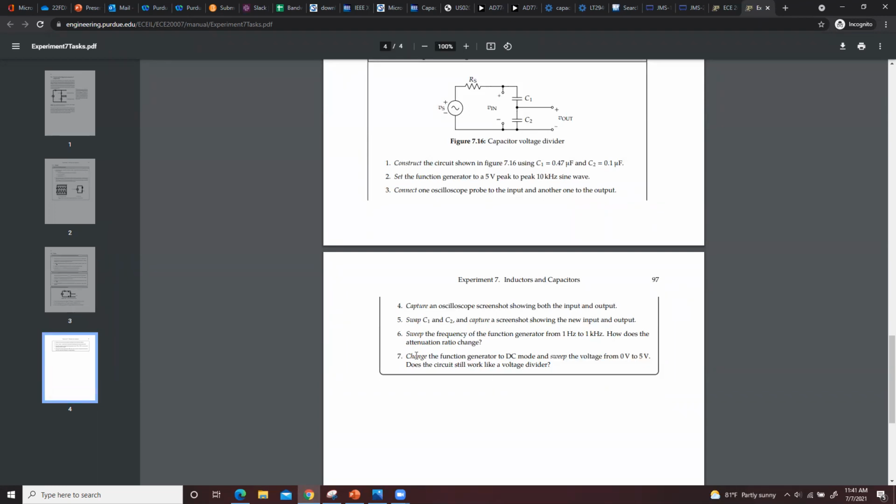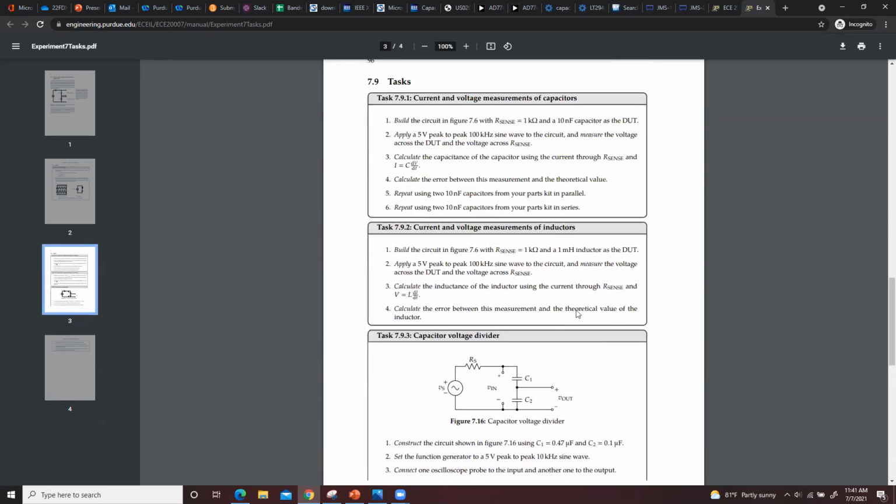In step 7, you just change the function generator to DC mode and sweep the voltage to see if the circuit still works as a voltage divider.